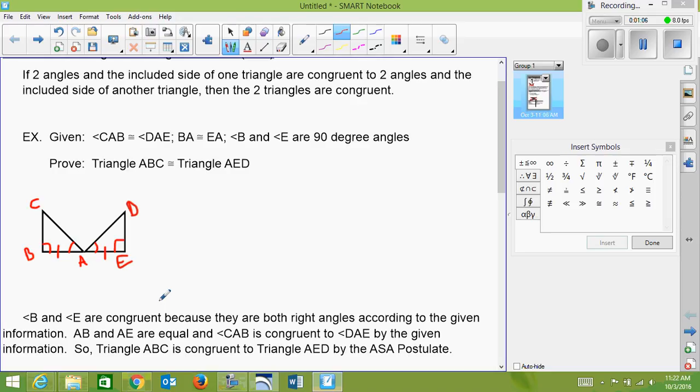Because B and E are congruent, because they are both right angles according to the given information, so angle B and angle E are congruent, AB and AE are equal, and CAB, which is this one, and DAE, which is this one, are also congruent because of the given information. Therefore, I don't even need to do any other steps. I know that an angle, a side, and an angle are congruent to the corresponding angle, side, and angle of another triangle. That proves that they are congruent by the ASA postulate.